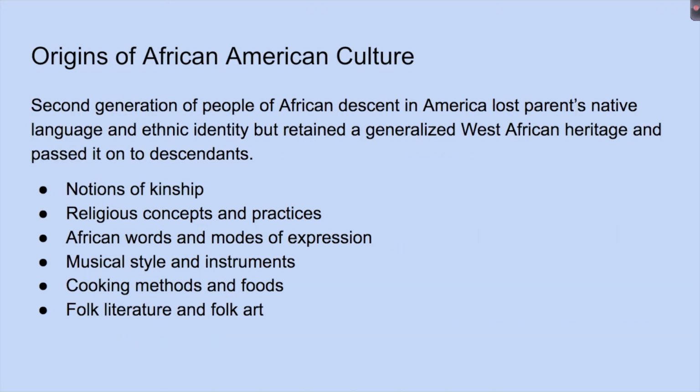During this time, you're going to see a second generation of people of African descent living in America. So most of them might have lost their parents' native language or ethnic identity, but they still retain a generalized West African heritage and pass it on to their descendants. They keep notions of kinship, religious concepts and practices, African words and modes of expression, musical style and instruments, cooking methods and food, and folk literature and folk art.